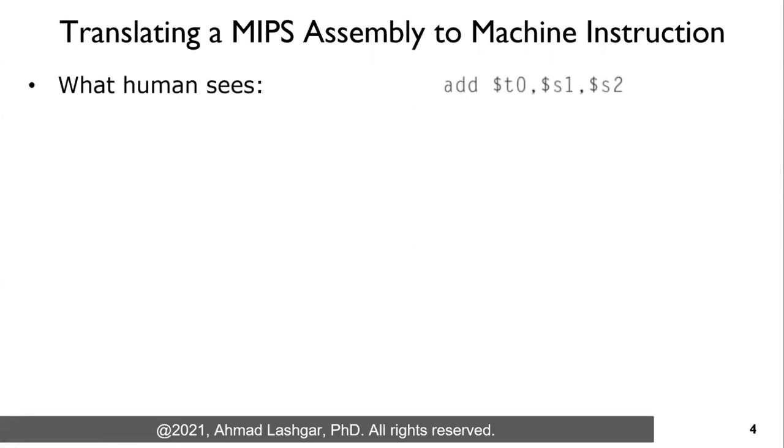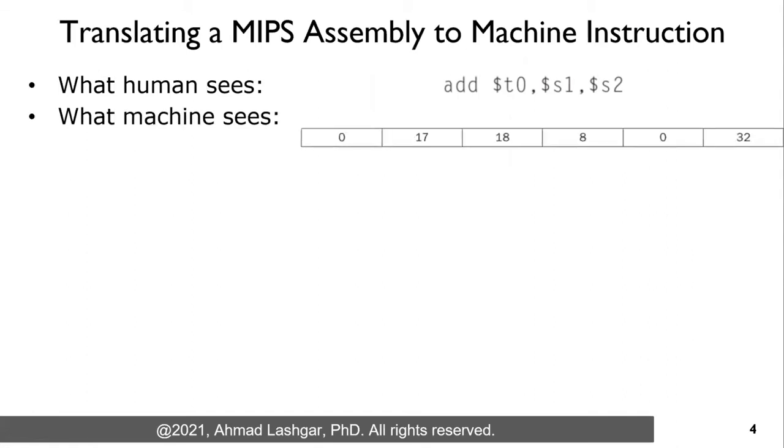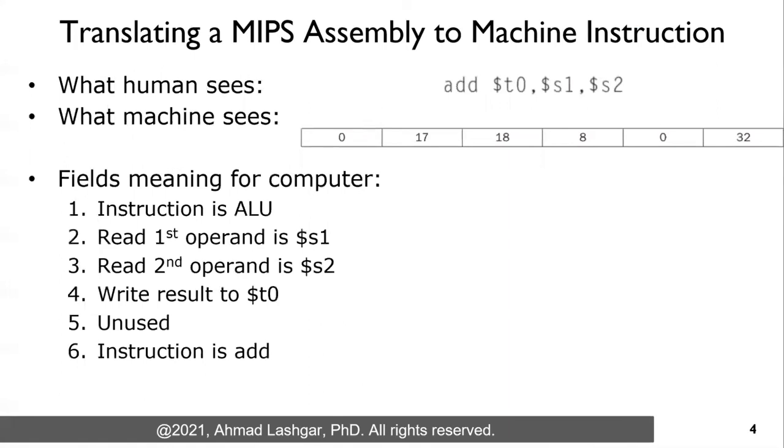Human sees assembly, for example, add T0, S1, and S2. Machine sees the same instruction in numbers. Instruction is encoded into a particular format, multiple fields. Each segment is called a field. For example, add is encoded into 6 number fields. Every field has a particular meaning or hint for machine to know what is the instruction.